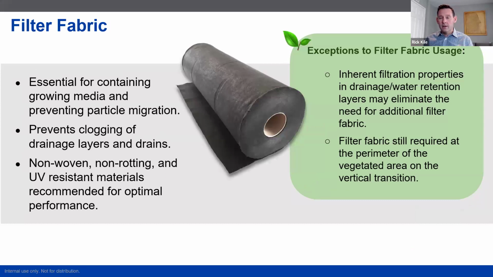Filter fabrics are essential in the vegetated roof assembly because they help contain the growing media. This helps prevent particles within the growing media, or particles that might accumulate from the surrounding environment, from migrating throughout the assembly and clogging other layers and roof drains, potentially leading to ponding, which creates unintended point loads and could create a catastrophic condition. So we obviously don't want that. We want to keep the media in place where we intend it to be, and filter fabric helps do that.